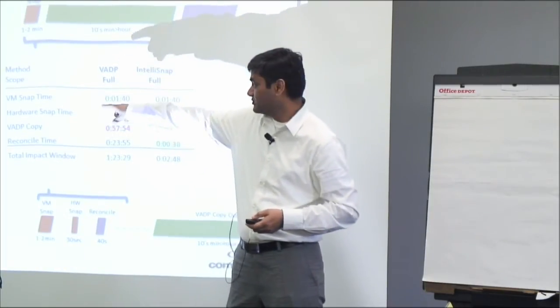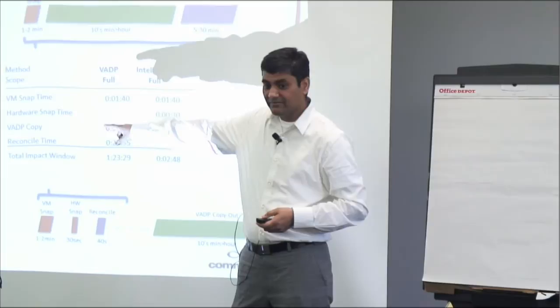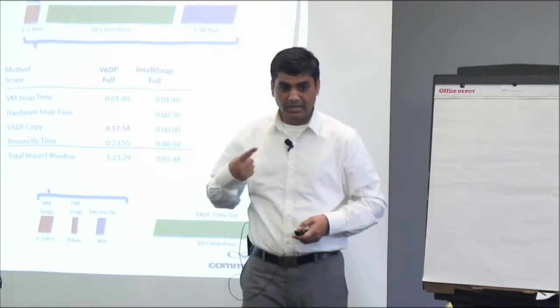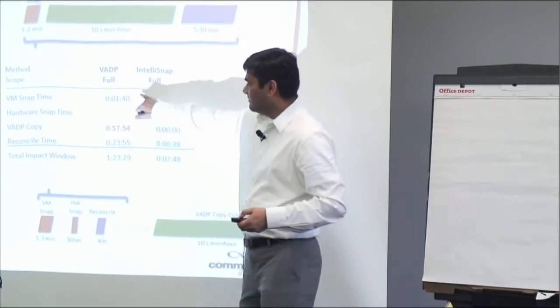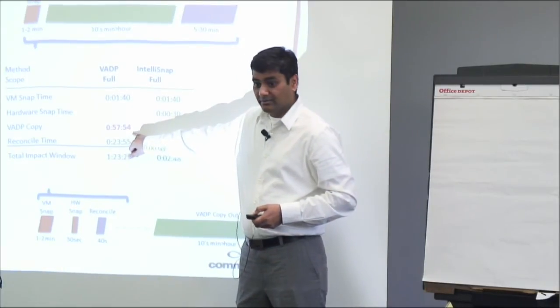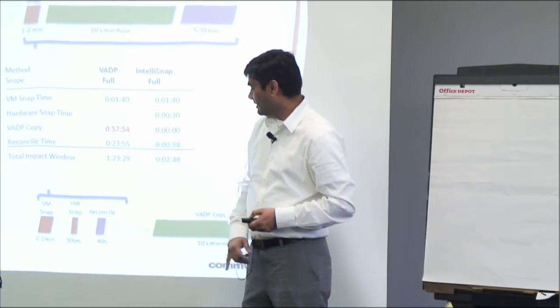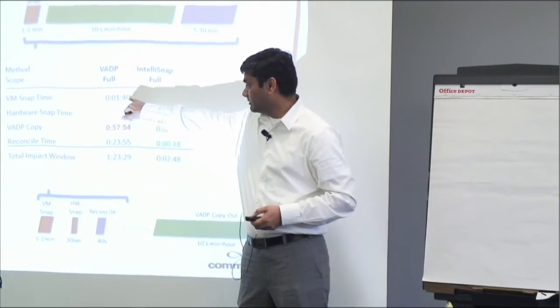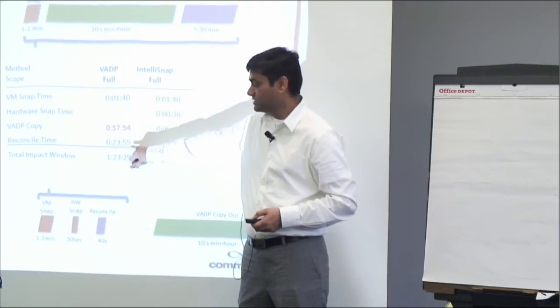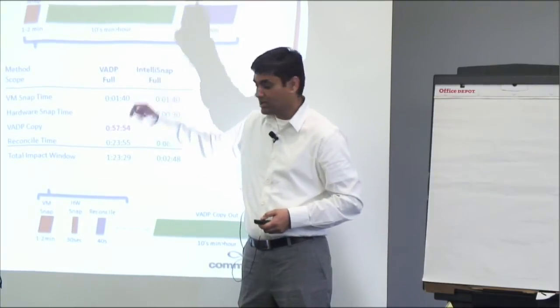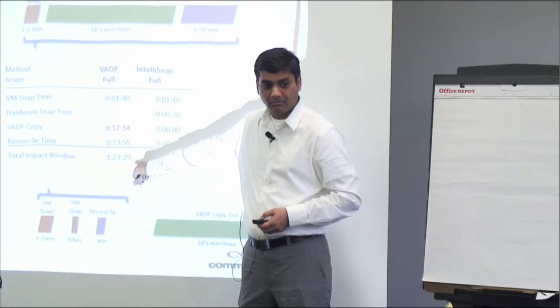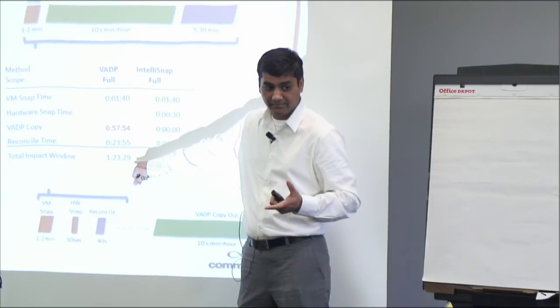This is not even a very large VM. It's an 80 gig VM. We just had iometer running on it, doing random reads and writes. A VADP full backup took us 57 minutes for that 40 gigs. The quiesce was this much, the backup was this much, and it took me 25 minutes to unquiesce it, to replay all the redo logs. So the total impact was an hour and a half for a 40 gig VM.